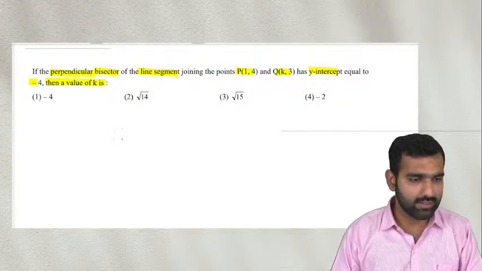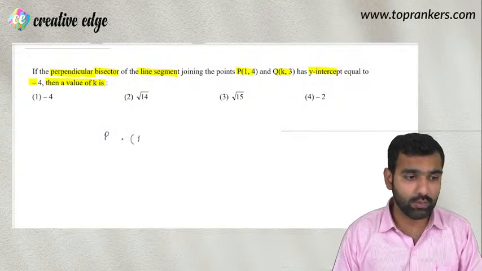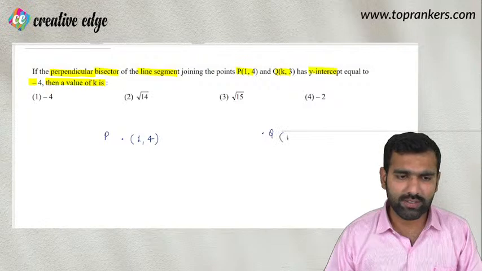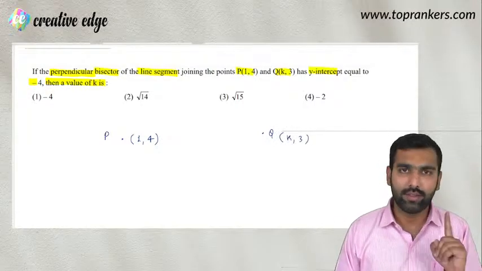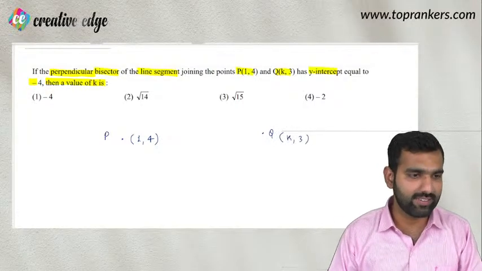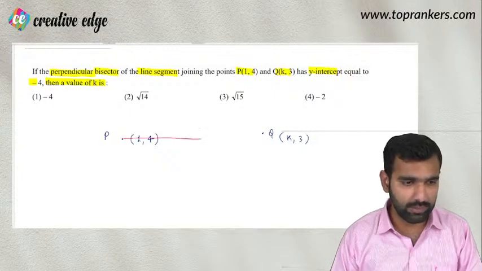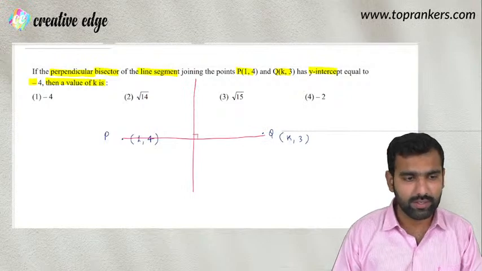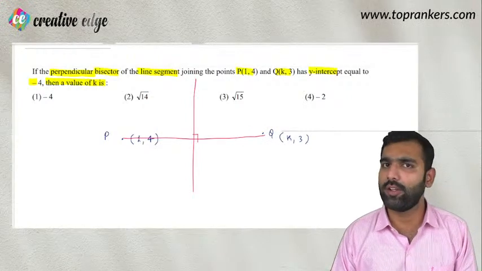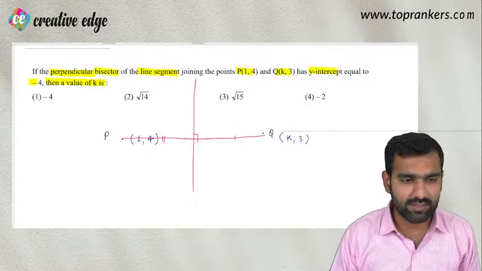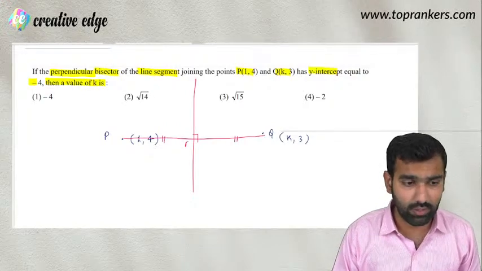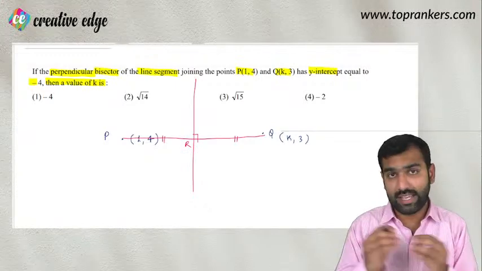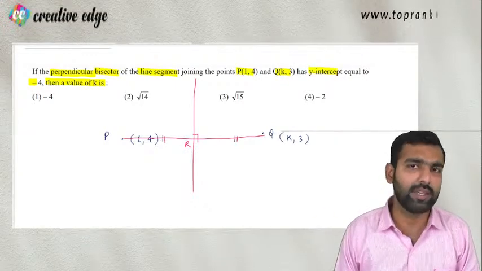See, there is this point P which has coordinates (1, 4). There is another point Q, which has coordinates (k, 3), right? Now, there is a perpendicular bisector of this line segment. So PQ is a line segment and PQ has a perpendicular bisector. Now, what does it mean? There is a line which is not just perpendicular to it, but it is bisecting it, which means if there is a midpoint, let's call it R, then this R is nothing but the midpoint of the line joining points P and Q, right?